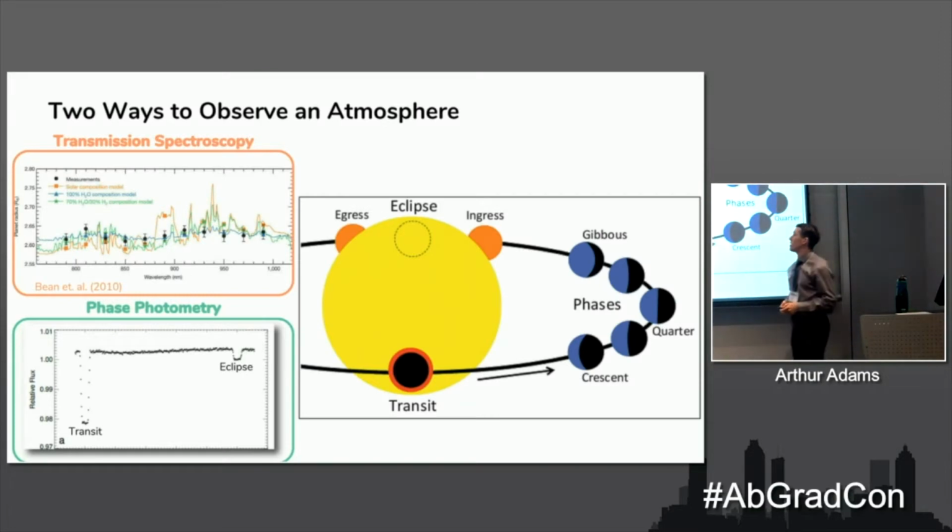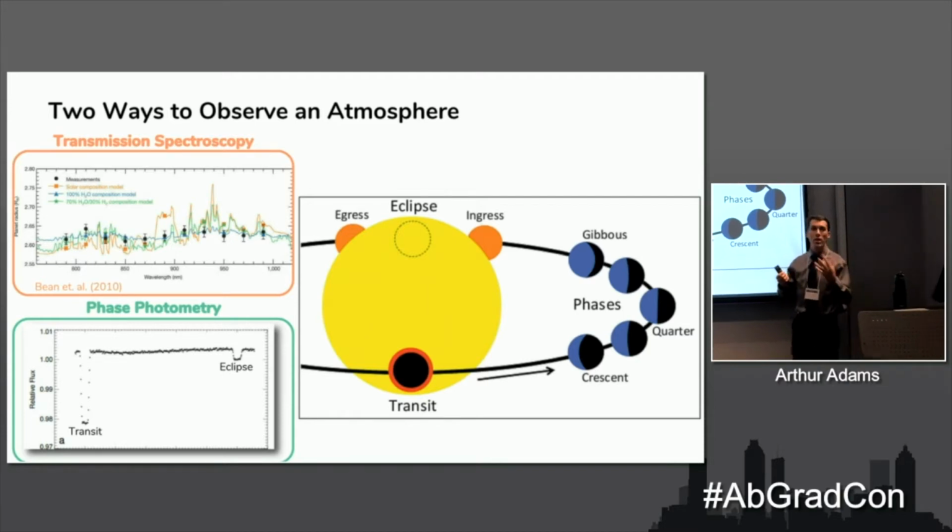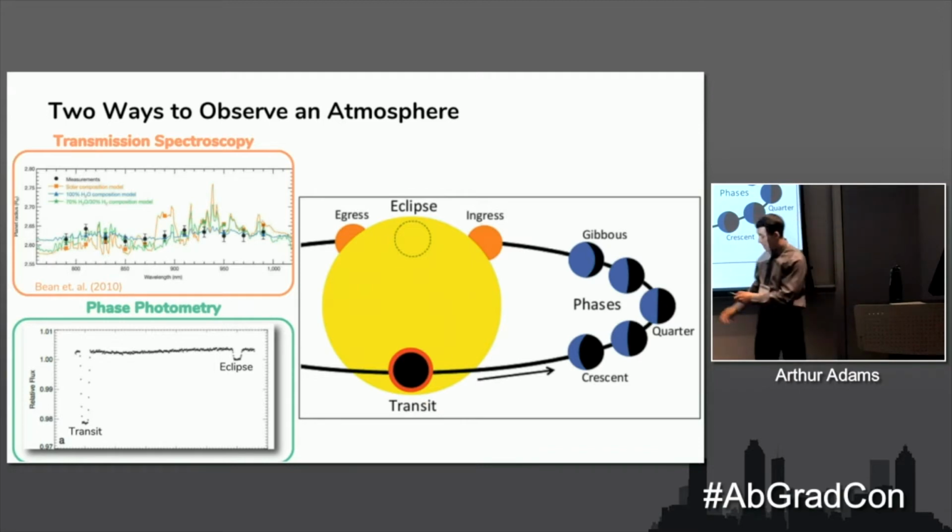The reason I point out photometry in general is that there are two main ways to observe an atmosphere. We had a great introduction on transits and eclipses and phase curves, so I'm going to be brief here. One way that you can try to learn something about an atmosphere is if you have a transit. If you're observing a planet during transit, this red ring is supposed to be the atmosphere. It's a little exaggerated.